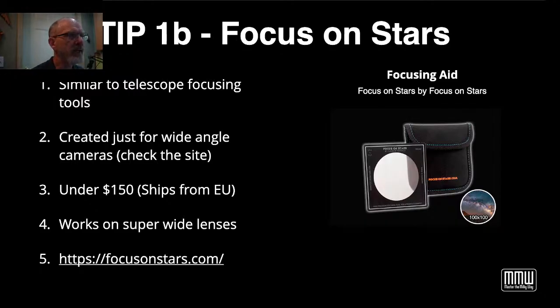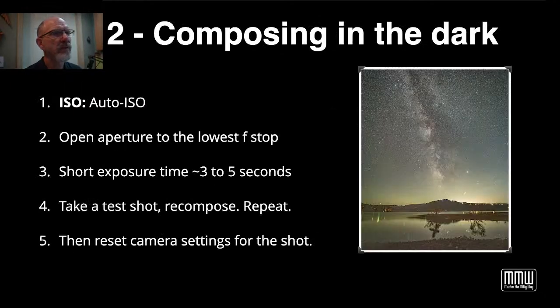All right, so now on to the next thing here. So that's how you get your camera in focus. And again, it takes some practice. The next hurdle to get over is composing in the dark, right? So it's dark outside. You may not be able to see what's in front of you other than what you can light up with your flashlight. And so to compose in the dark, to get the horizon set, here's what you need to do.